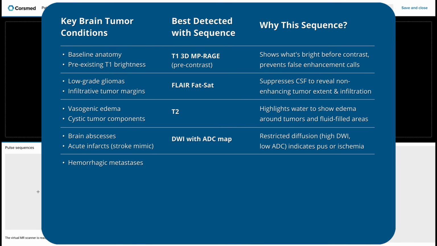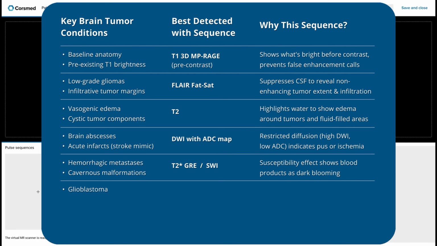Additionally, we check for hemorrhagic metastases and cavernous malformations. These are clearly seen on T2 star gradient echo or susceptibility-weighted imaging. The susceptibility effect shows blood products as dark blooming artifacts. The most aggressive tumors, like glioblastoma and brain metastases, are detected on MP-RAGE post-contrast sequences. This sequence reveals blood-brain barrier breakdown as enhancement, making it the primary sequence for aggressive tumors.